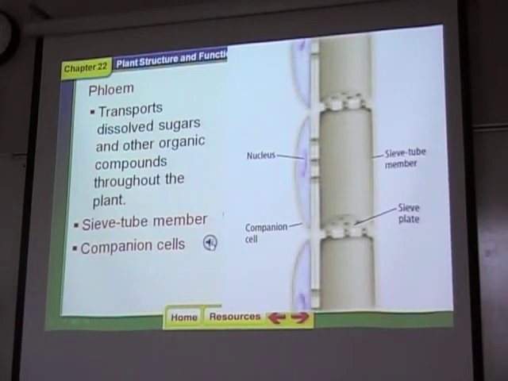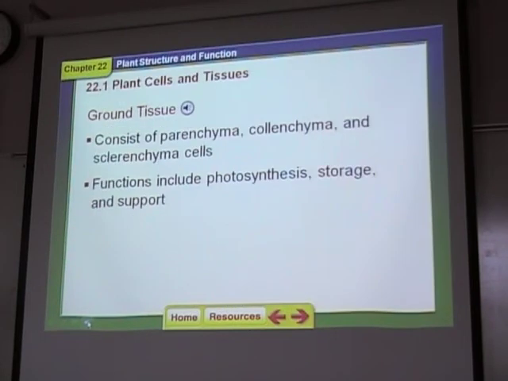Companion cell. A companion cell is the nucleated cell that helps the mature sieve tube member function in transporting dissolved substances in the phloem of vascular plants. Well said. Couldn't have said it better myself. I'm pretty sure you said that.